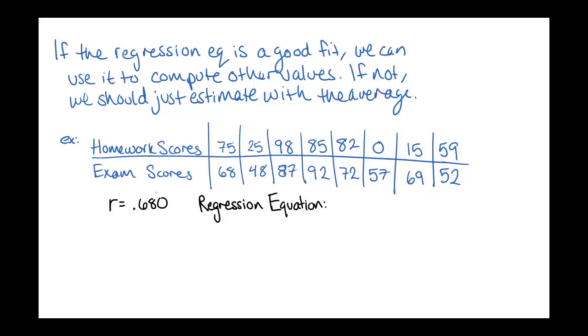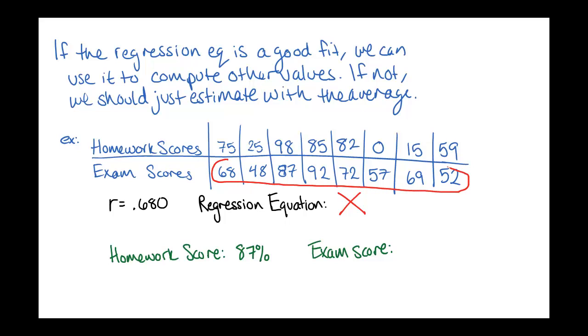So say we're looking at the homework scores and exam scores question. If I have a homework score of 87%, for example, and I want to know what I'm going to get on the exam, we already determined that for this set of data, the regression equation was really not that accurate. So using it to predict my score doesn't really make sense. Now, if it had been a better fit, that would make sense. But if the regression equation is not going to help us, then the best we can do is just look at all the exam scores and take an average.